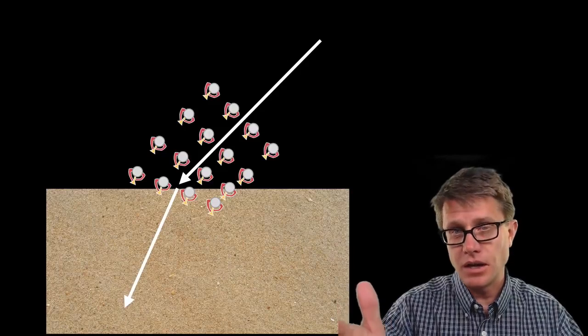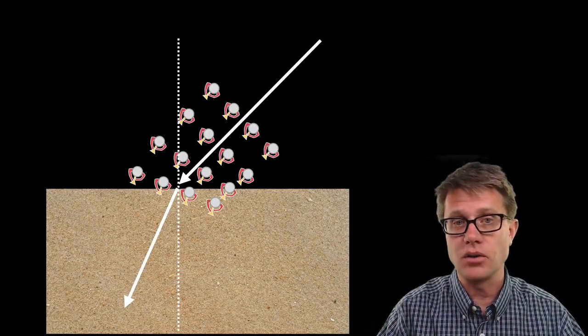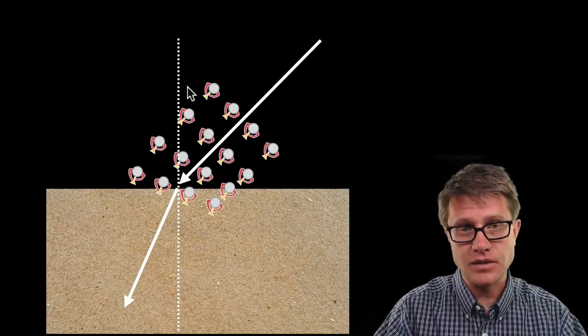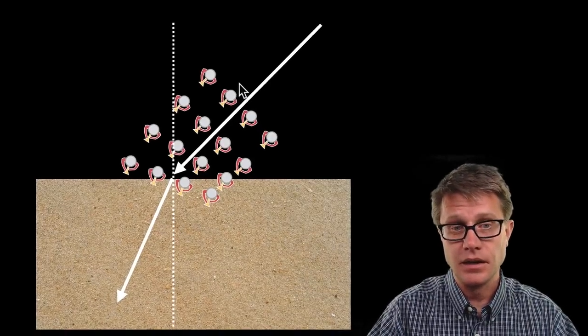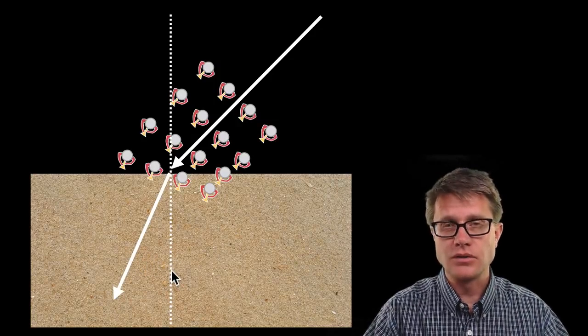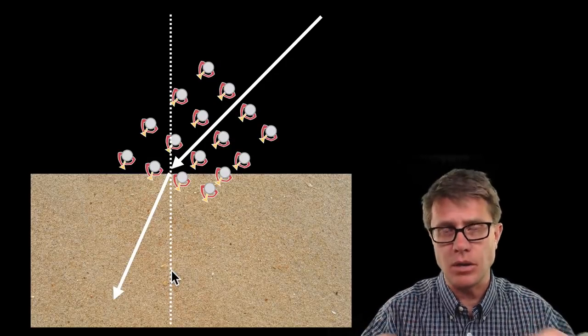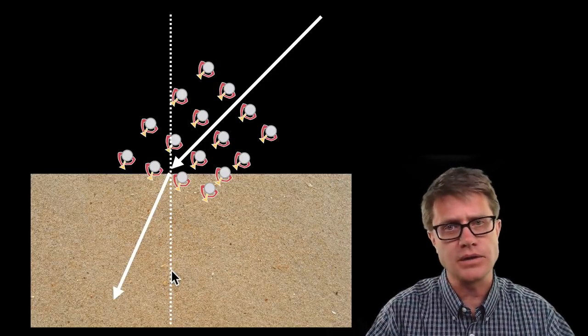And so we're going from a medium where it's faster to one where it's slower. So if I put in that normal right here, what happened? This is our angle of incidence, so it's big. What happens to our angle of refraction? It's going to be small. In other words, it's approaching that normal. And so when you're looking at problems with refraction, you always want to imagine that marching band in your head and figure out which way it's going to go.